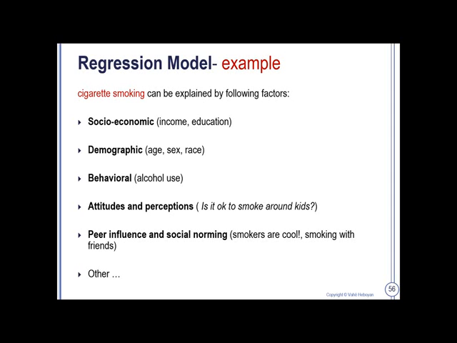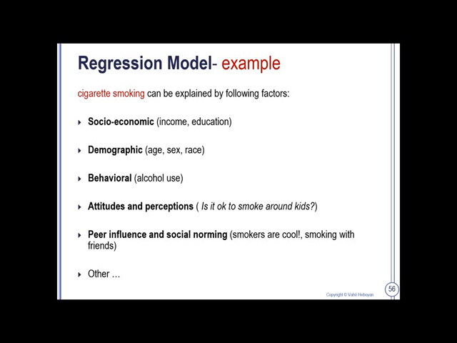Some attitudes, or how we perceive smoking. If people think that it's okay to smoke around the kids, then they are more likely to smoke. The peer influence or social norming, for example, smoking used as a way to make more friends or belong to a certain group, and so on and so on. As you can see, smoking is influenced by multiple factors.